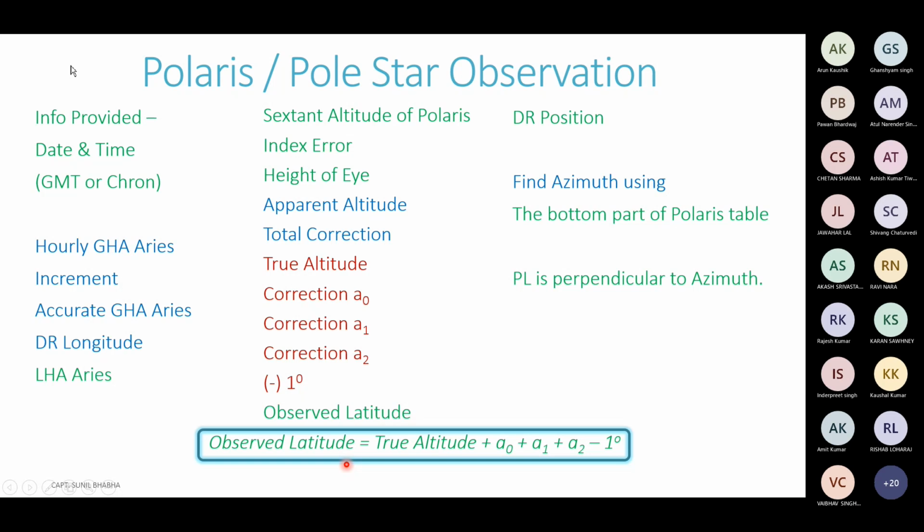If the azimuth is any other value other than 0.0, then in that case, this observed latitude will not be our fixed latitude. Then in that case, it will be an observed latitude, which tells us what is the reference point from where the position line is passing.